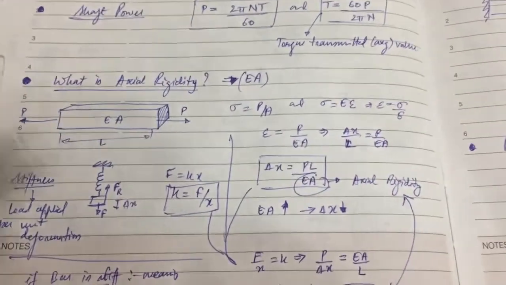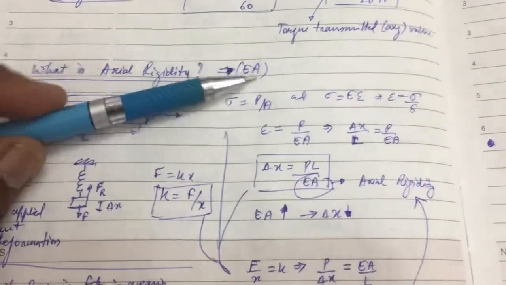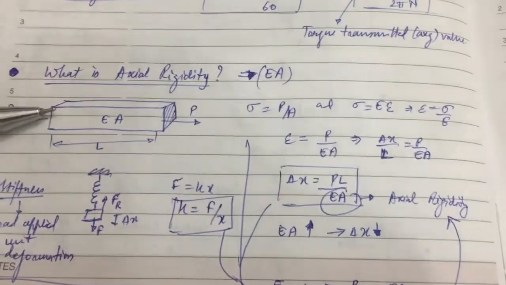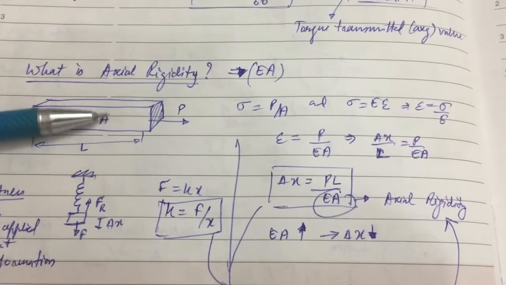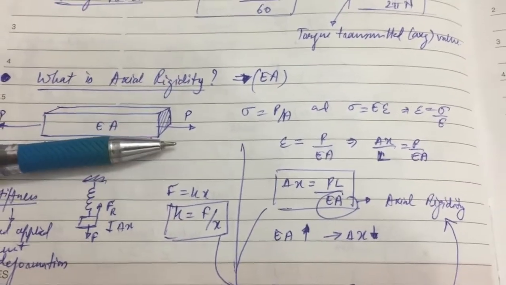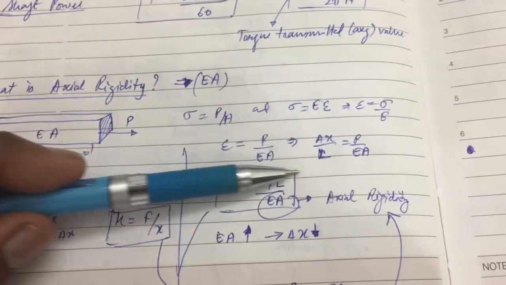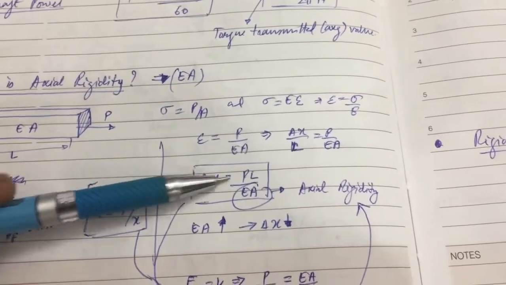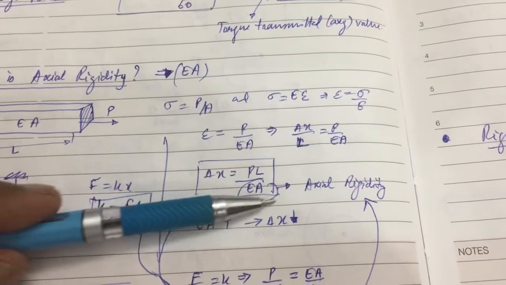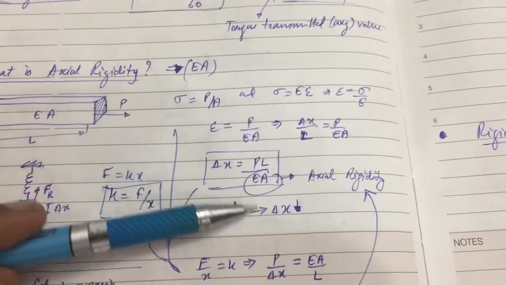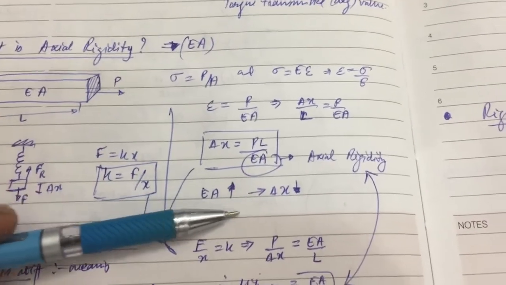Next, what do you mean by axial rigidity? Axial rigidity is nothing but E times A, that is elasticity times the area. For a given bar or beam under tensile stress, the tensile stress formula is this. From this we can evaluate the deformation, which is equal to PL by EA. So EA is the axial rigidity. That means if there is an increase in the axial rigidity, there will be less deformation.